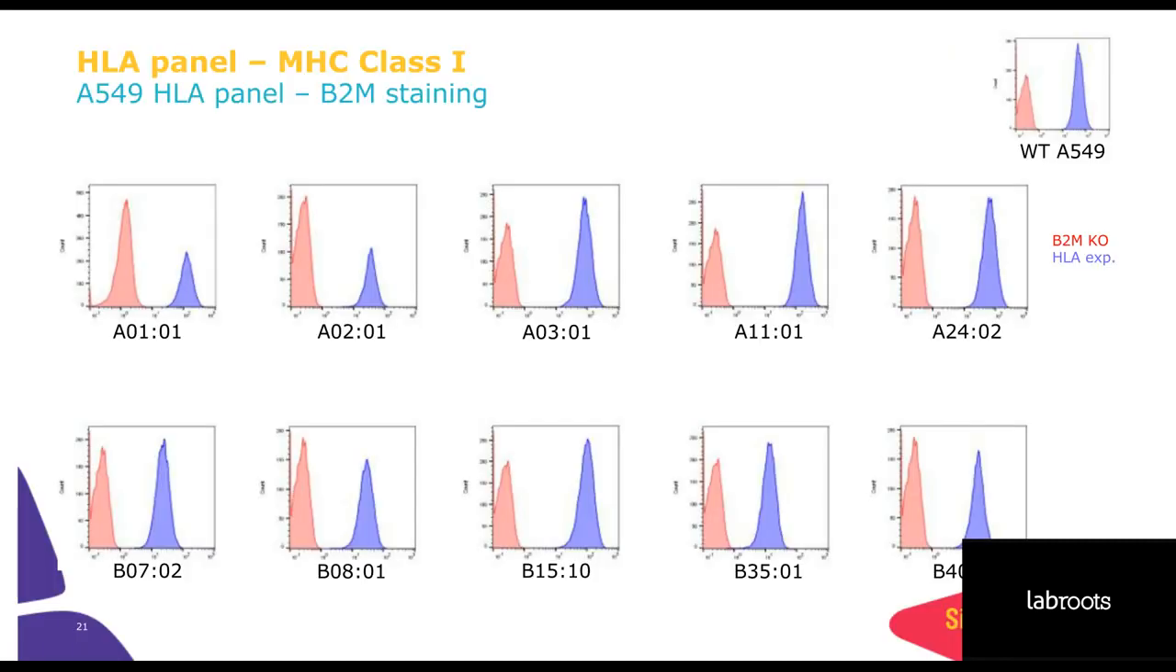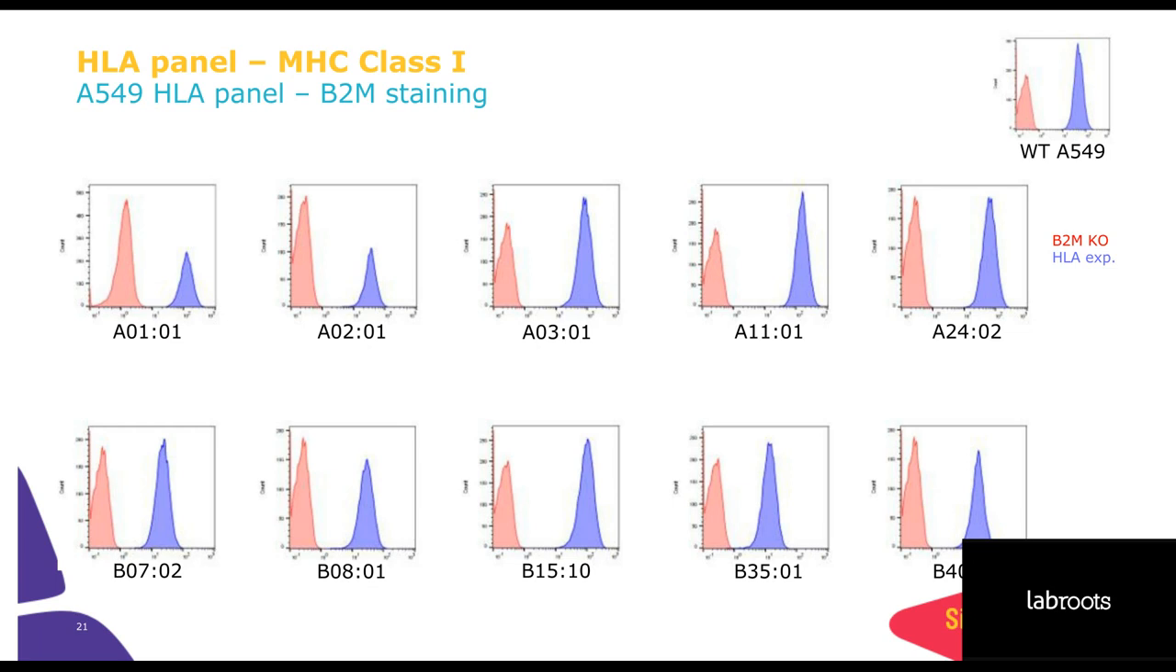In this slide is a representation of some of the data that we generated using these panels. So for this example, I am showing data from the A549 HLA panel. On the upper right-hand corner, wild-type A549 cells are shown here in blue, expressing beta-2M on the surface, and our knockout cell lines are shown in red. So when we knock out beta-2M, you no longer get beta-2M on the surface. We have also stained these cells with pan MHC Class I antibodies, and similar to the beta-2M expression, we also do not see any expression of HLAs on the surface in our knockout cell line.